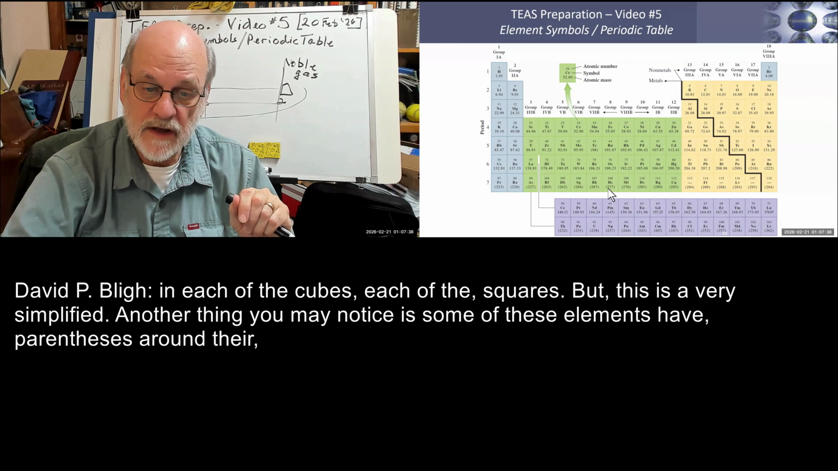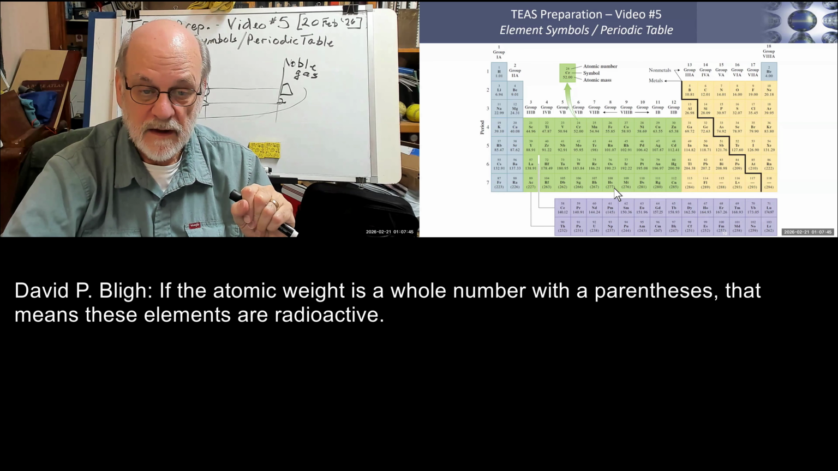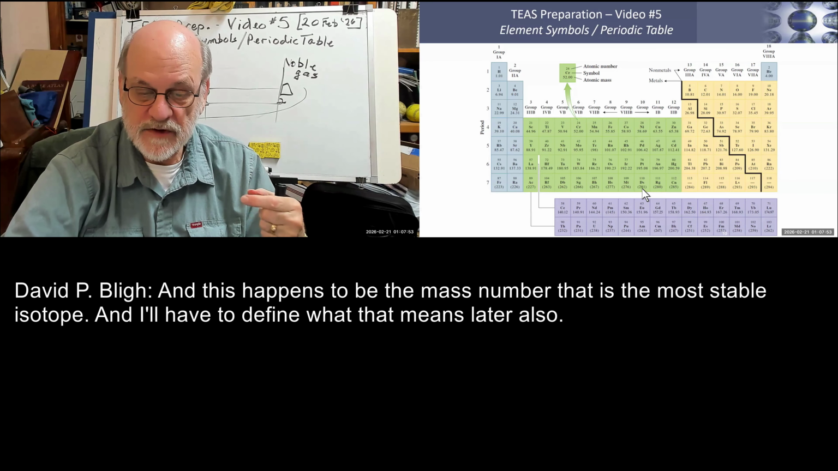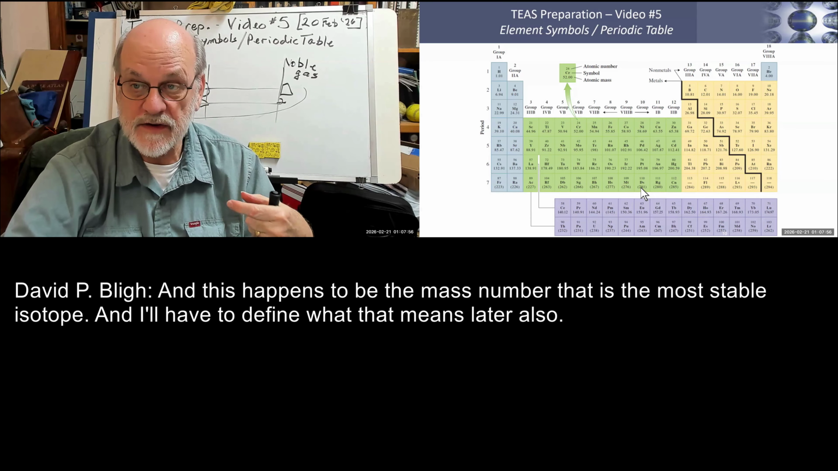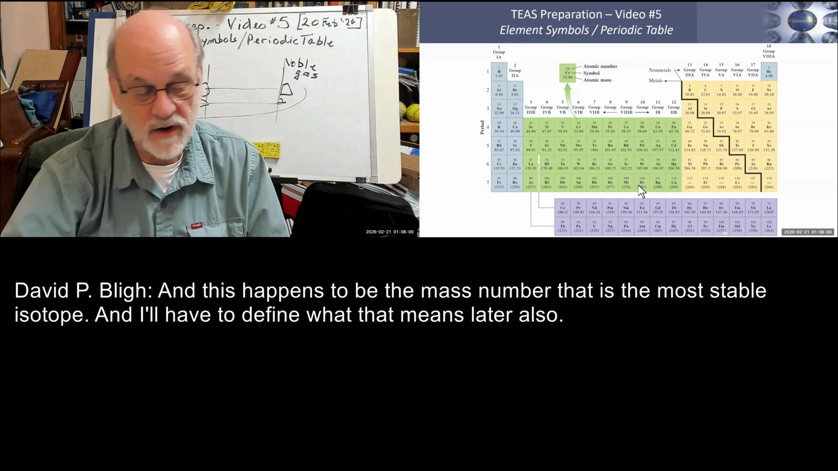Another thing you may notice is some of these elements have parentheses around their atomic weights. If the atomic weight is a whole number with the parentheses, that means these elements are radioactive. And this happens to be the mass number of the most stable isotope. And I'll have to define what that means later also.